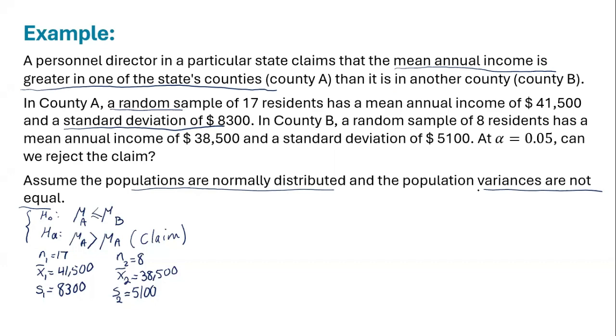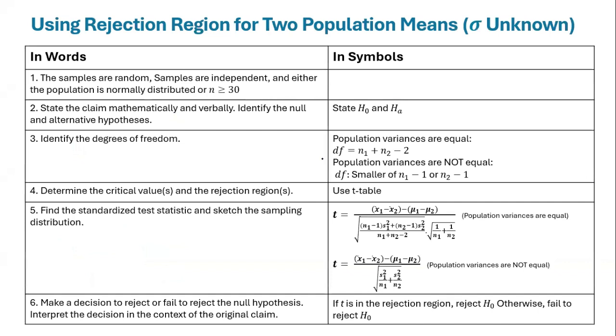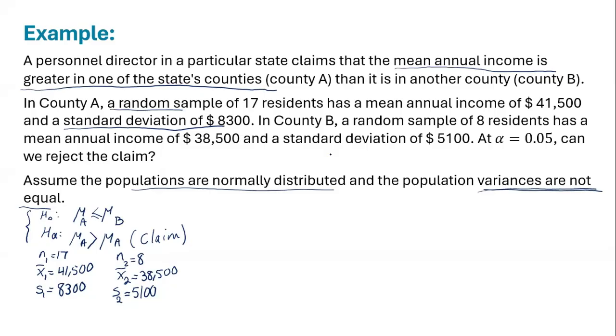Since it says variances are not equal, it means this case. So for finding the degrees of freedom, I need the smaller number between n1 minus 1 and n2 minus 1. n1 is 17. Minus 1 gives me 16. n2 is 8. Minus 1 is 7. Which one is smaller? 7. So the degrees of freedom is 7. And I know that the alpha is 0.05.